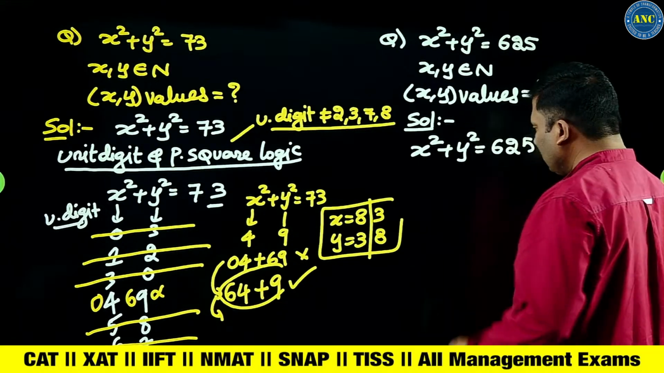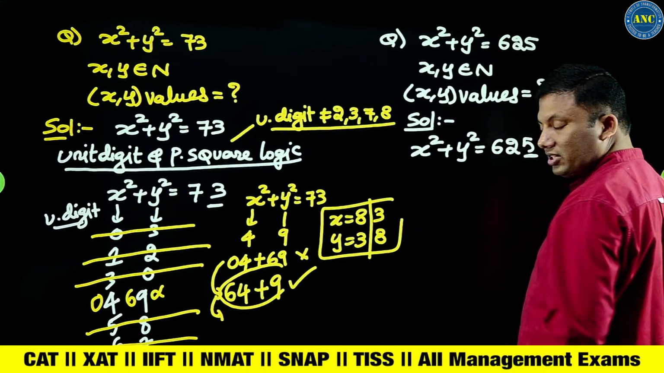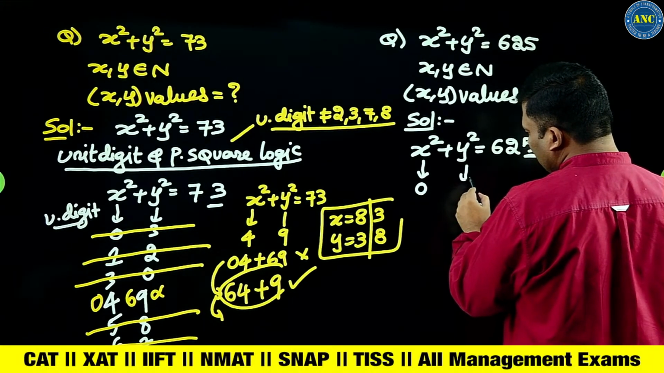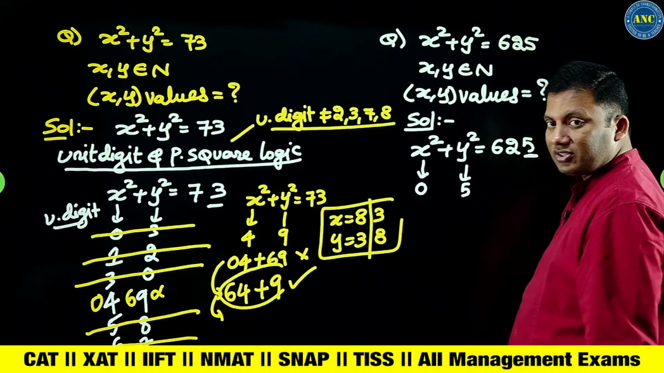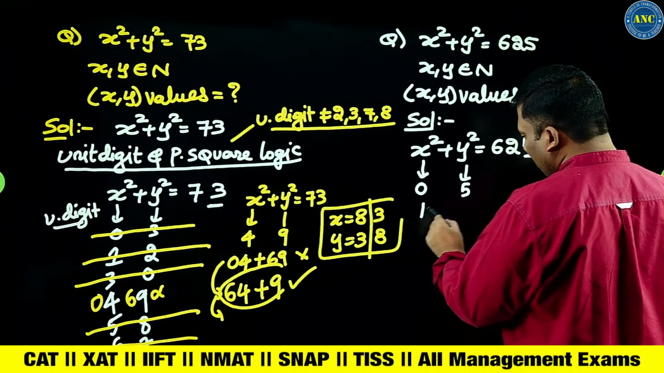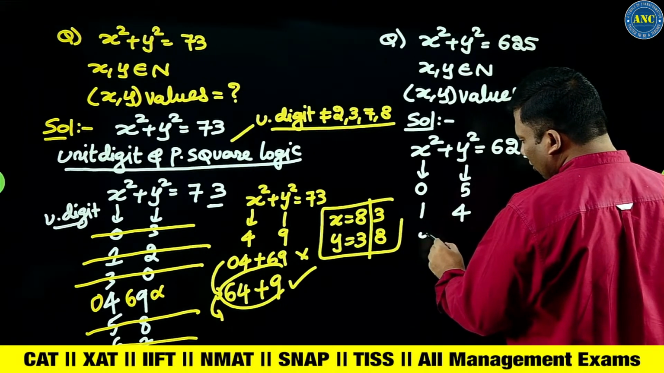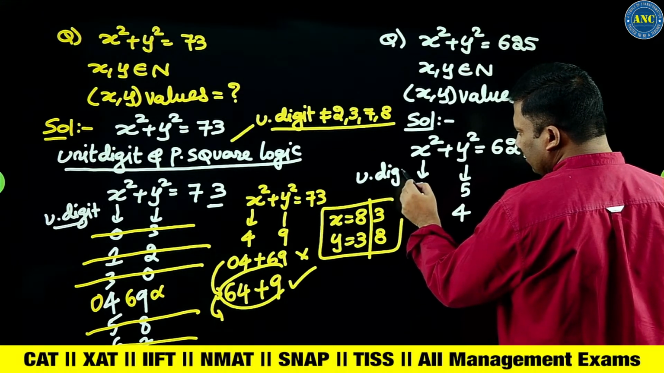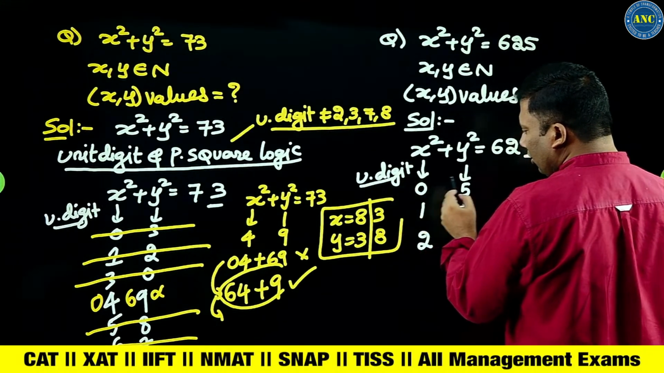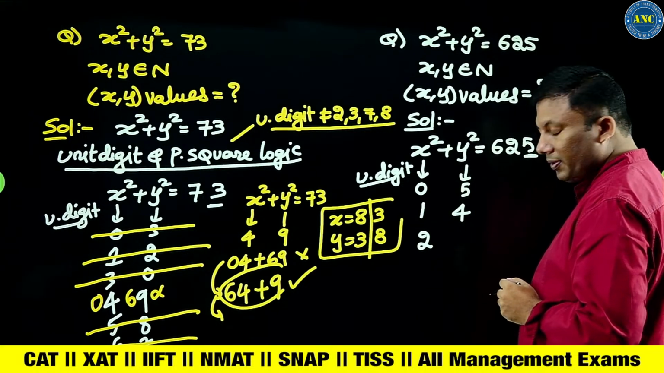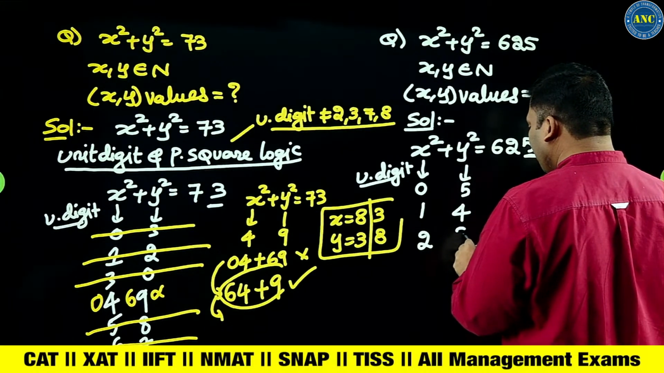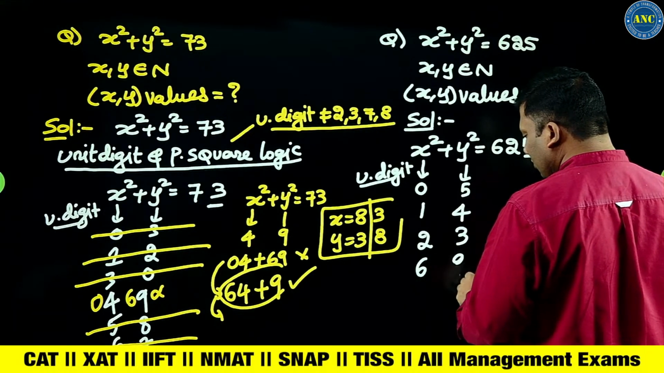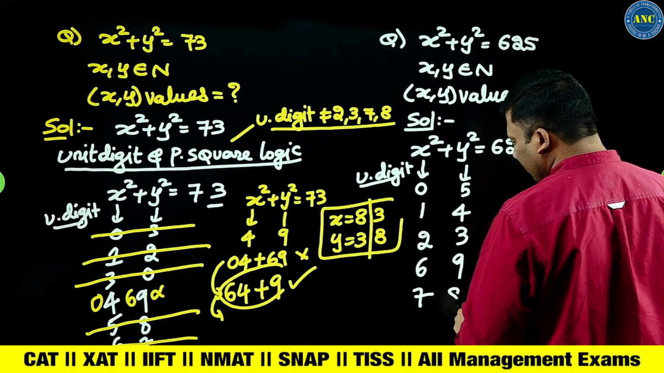625. What is the right hand side unit digit? 5. This can be 0, this can be 5. 0 plus 5 is 5. 1 plus 4 is 5. 2 plus 3 is 5. These are all unit digits. 6 plus 9 is 15, so unit digit 5. 7 plus 8 is 15, so unit digit 5.